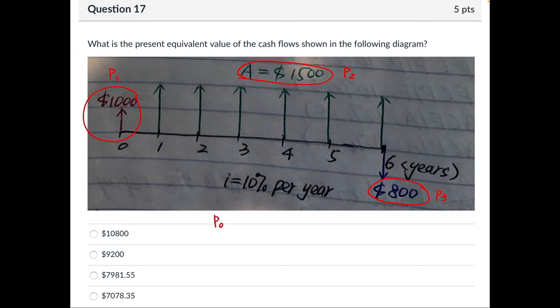So if you're looking for present value, P0 means the value at the time 0. It has 3 parts, P1, P2, P3, okay? And P1 is the 1,000, P2 is the annuity of 1,500 per period, and P3 is the negative 800 at the end of the 6th year.